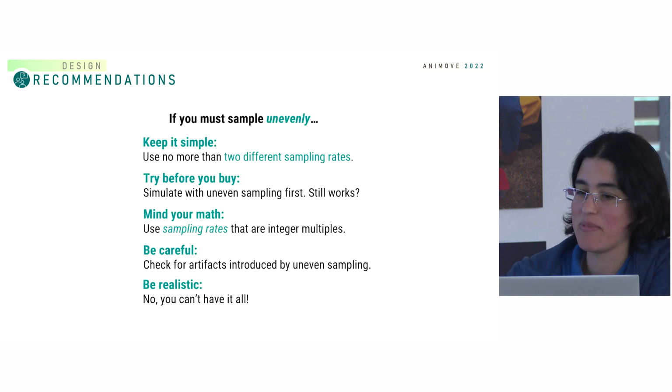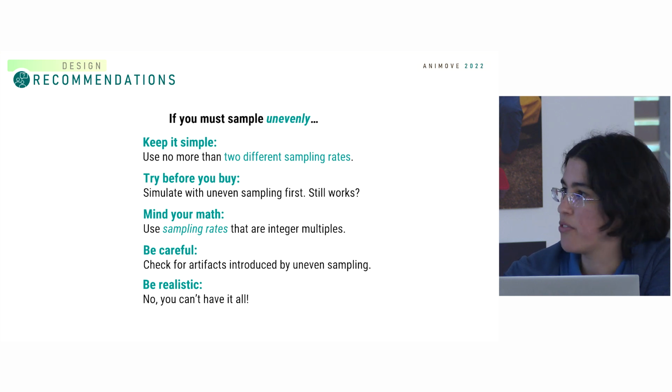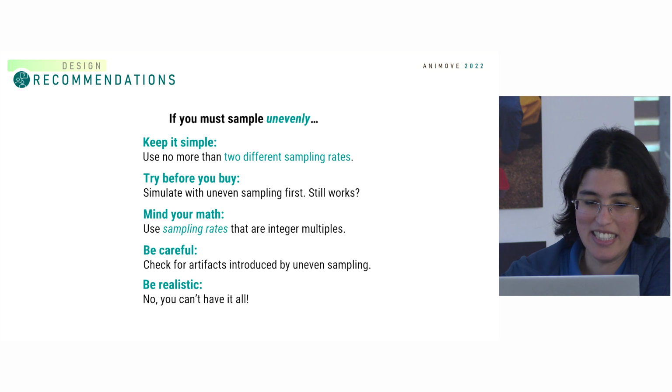But obviously, sometimes you must sample unevenly. The idea there is, again, keep it simple. Use no more than 2 different sampling rates. And again, simulate with uneven sampling, see if it still works. Use sampling rates that are integer multiples, because that helps you in the long run if you need to do some different analysis afterwards. Check for artifacts introduced by that uneven sampling. And again, be realistic. No, you can't have all the answers to all the things that you want.